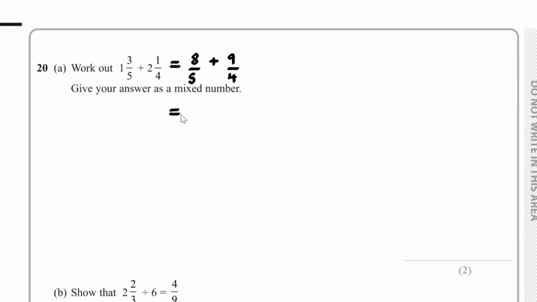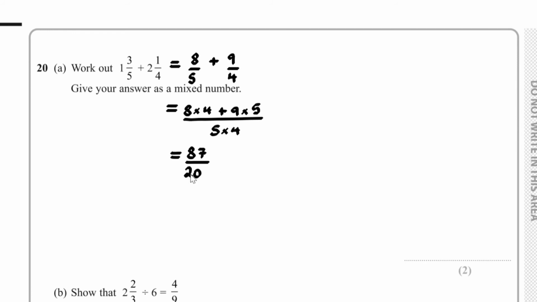So what I need to do now is write all of this over a common denominator. And the common denominator will be 5 times by 4. So I've got 8 times by 4 plus 9 times by 5. And if I work out what this is equal to, we get 32 plus 45, which is 77, divided by 20.